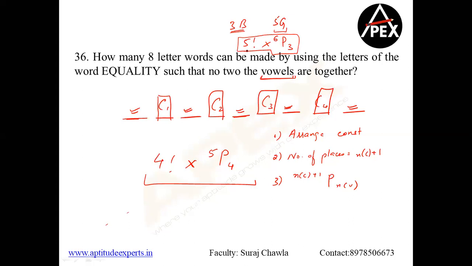Is this clear, guys? You can directly remember the formula for this question. But just keep this in mind: no 2 vowels are together.